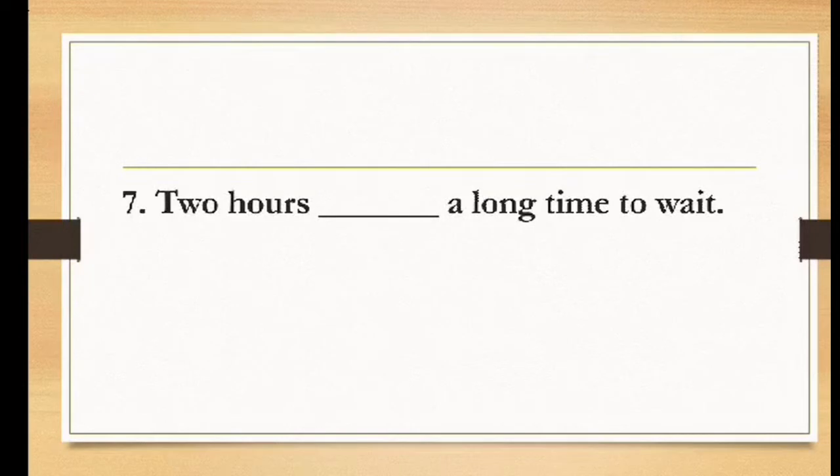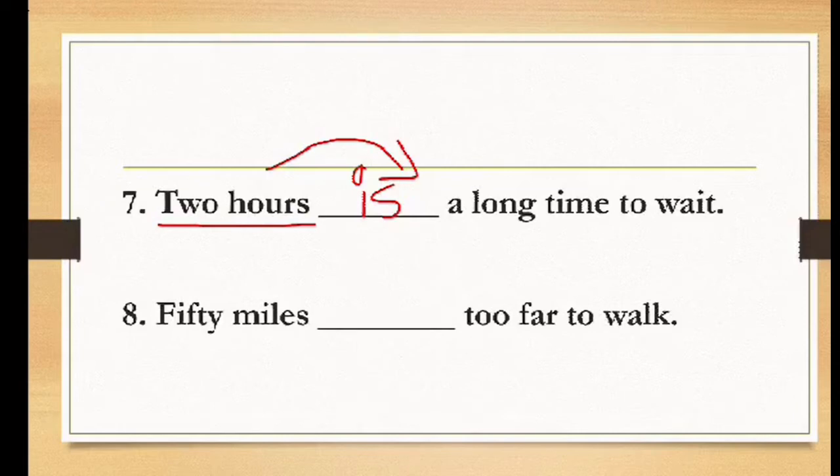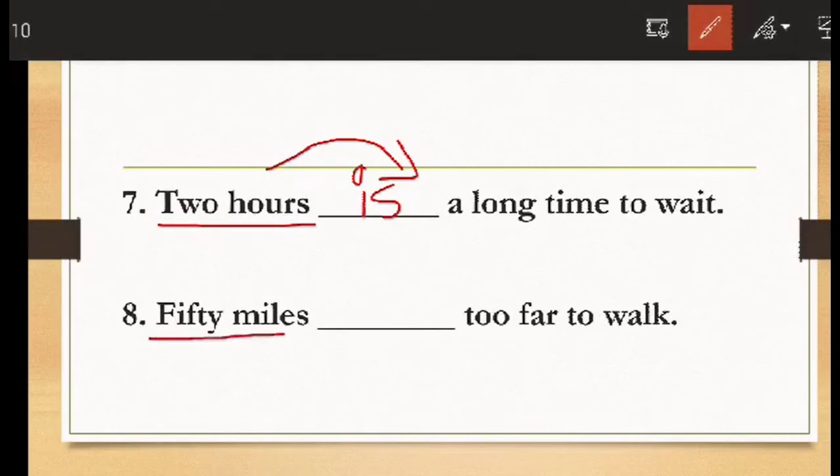2 hours is a long time to wait. You see, 2 hours looks like a plural, but it's a phrase of measurement, so it takes a singular verb. Next one, 50 miles. It's also a phrase of measurement, and it's plural in form, but it takes a singular verb. So, 50 miles is too far to walk.